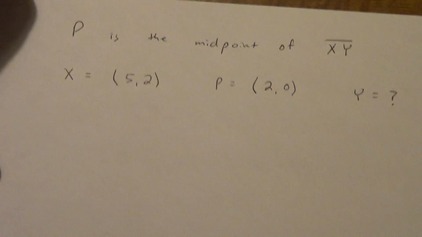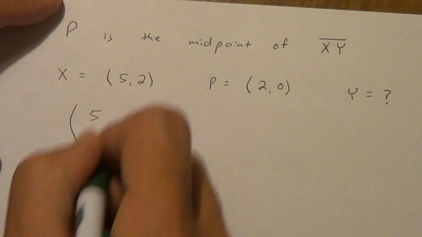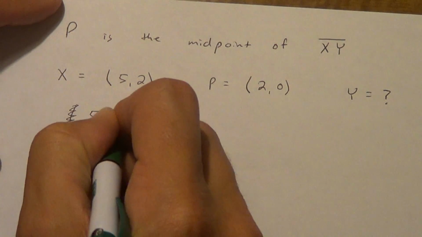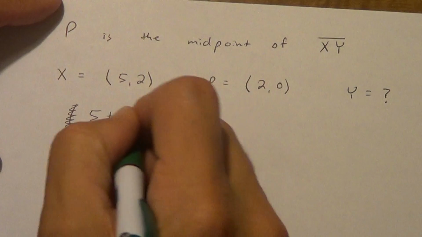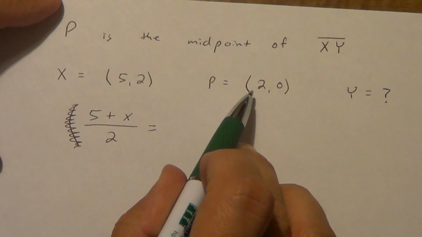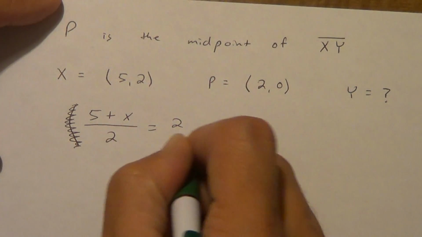All right. So remember our formula says x1. So the first x value is 5. I don't even need the parentheses for this. Let me scribble those out. Plus the second x value, the other endpoint, I don't know, so let's just call it x over 2 equals the midpoint. The x value for the midpoint, which is 2. We'll leave a little room there again.